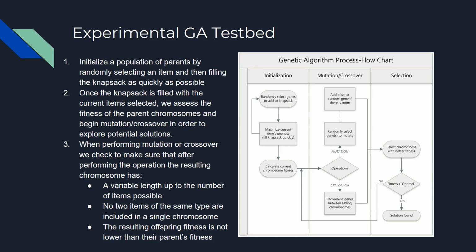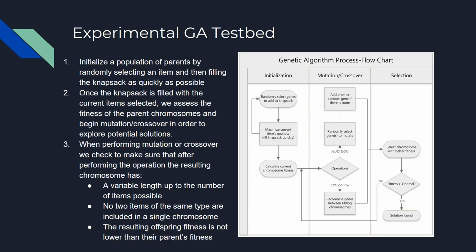The procedure for the knapsack problem is the same as any other genetic algorithm: initialization, mutation, and crossover, followed by selection. So for us, what that means is that we are going to initialize the parents by randomly selecting an item and filling the bag to its maximum capacity in order to avoid wasted generations early on in the procedure that would be operating on a non-full bag.